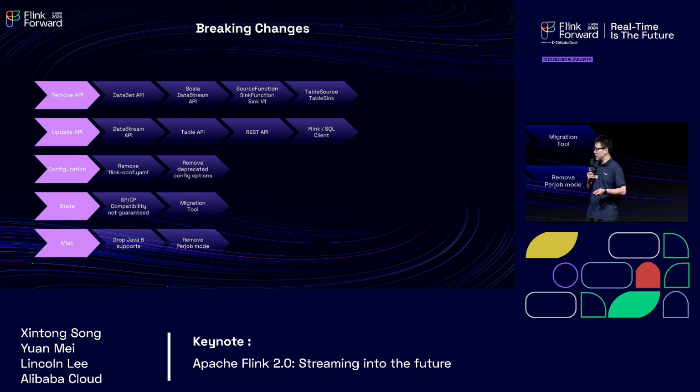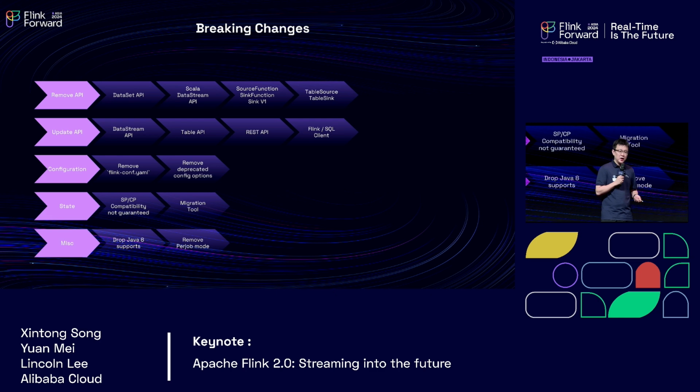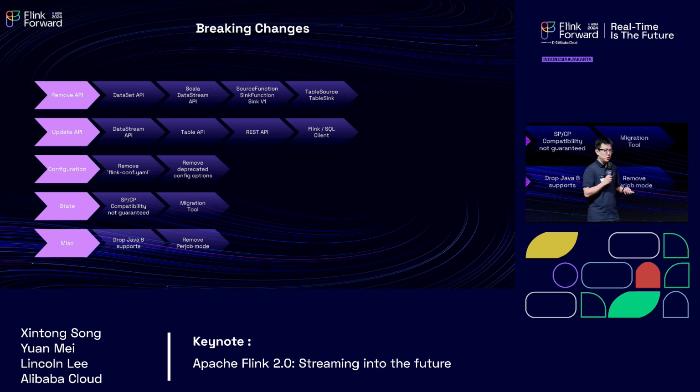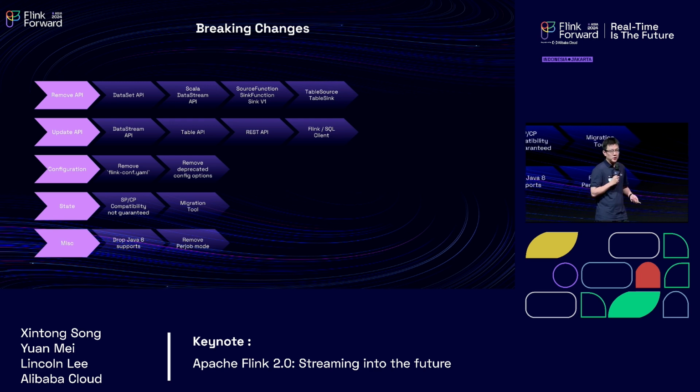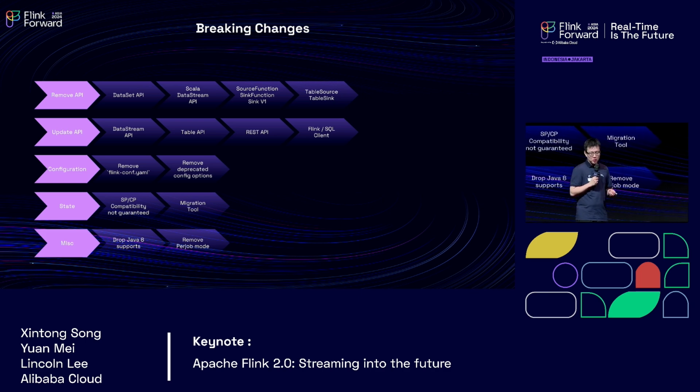We have removed some deprecated APIs, for example, the DataSet API, the Scala DataStream API, and some old connector APIs. For the existing APIs, we also made some updates, like the DataStream API and Table API, and of course the REST API, the Flink client and SQL client. For the configuration, we have removed the old flink-conf.yaml file, and users can now use the new config.yaml file, which strictly follows the YAML standard. We also removed some deprecated config options.